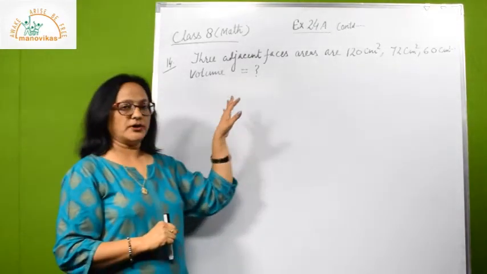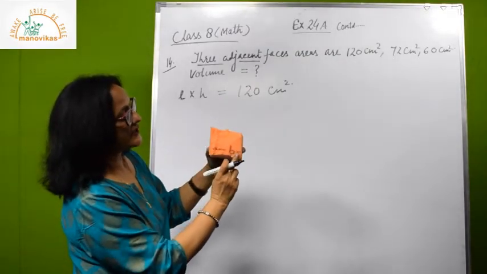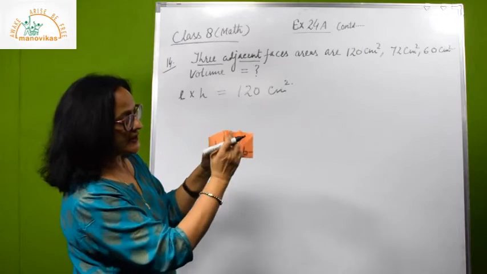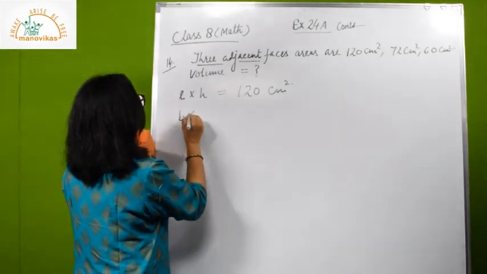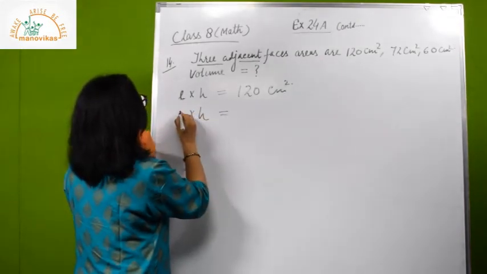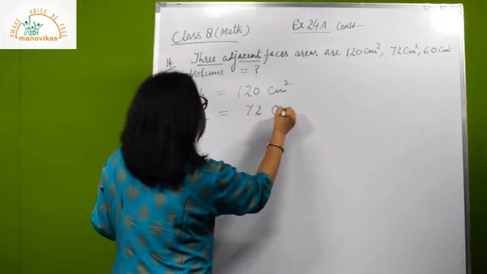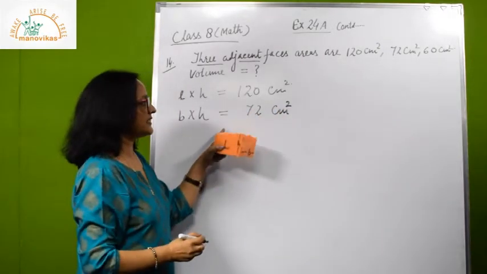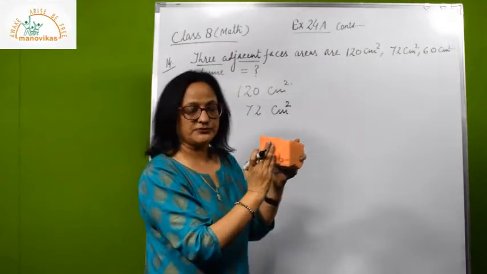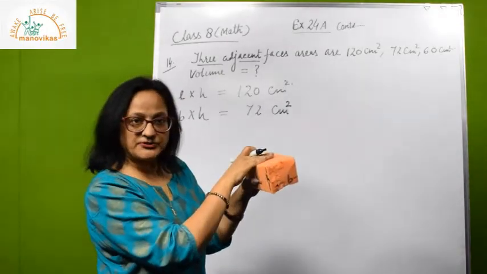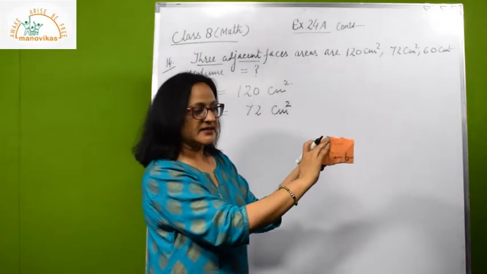Now in this question you are not given length and breadth. Now we will take this face. So here what dimensions are involved? Breadth and height. Okay. So breadth into height is equal to 72 centimeter square. This is the area of the second type of face. Now the third face of the cuboid. Now this is the third face, this is the length, this is the breadth.